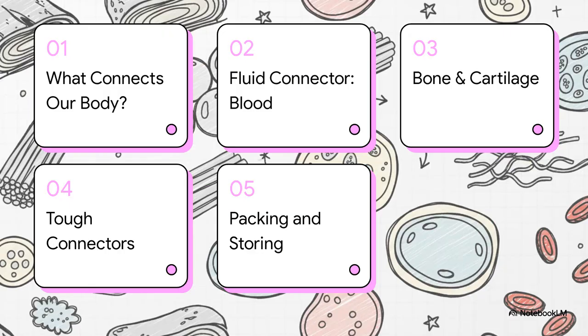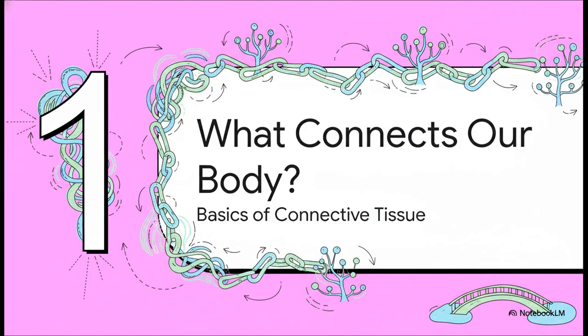So, here is our plan for today. First, we will get a clear idea of what connective tissue actually is. Then we will explore some of its different types. We'll start with blood, then bone and cartilage, ligaments and tendons, and finally, the tissues that pack our organs and store fat. Okay, let's begin with our first section.